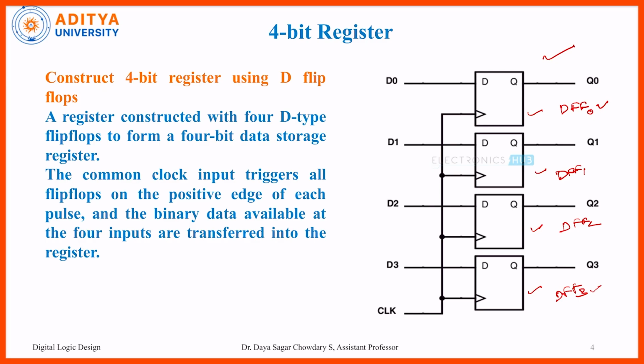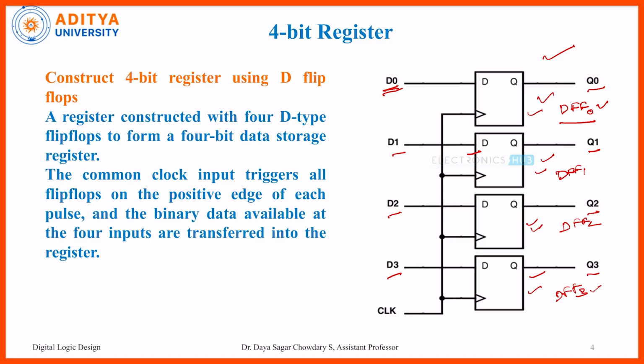The input for the first stage is D0 and the output is Q0. For the second stage, D1 is the input and Q1 is the output. For the third stage, D2 is the input and Q2 is the output, and D3 is the input and Q3 is the output for the fourth stage. Likewise we can increase the stages of any register or counter like this.